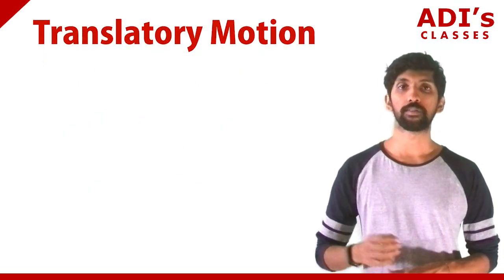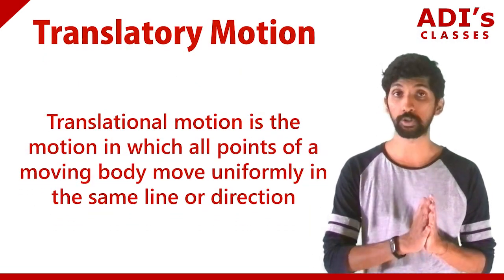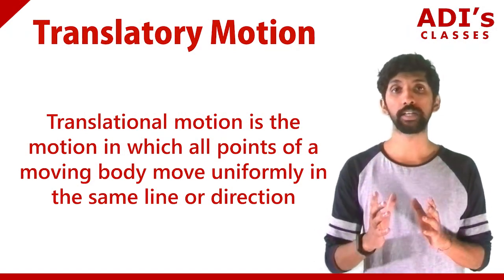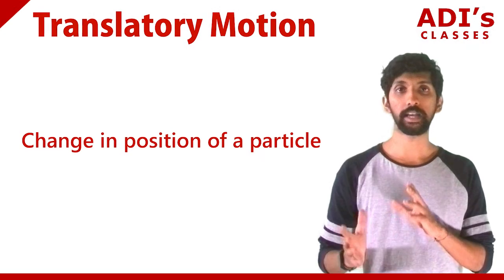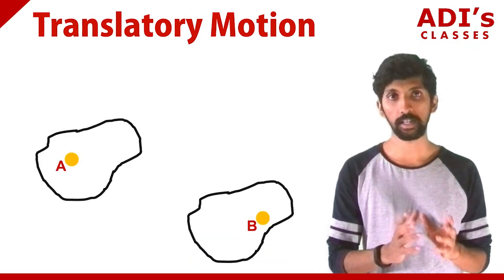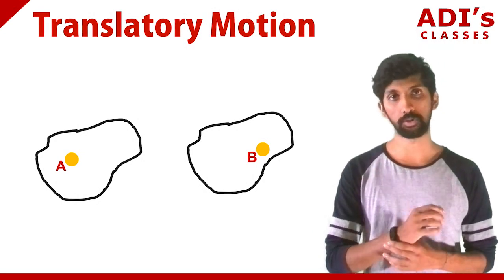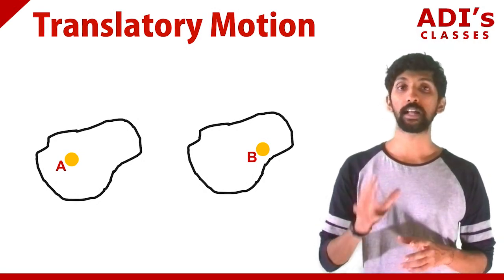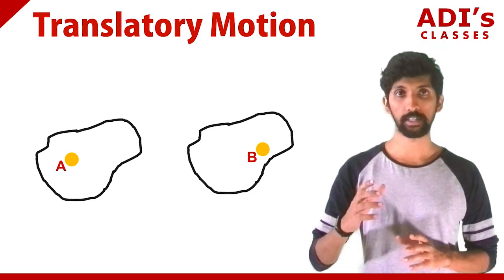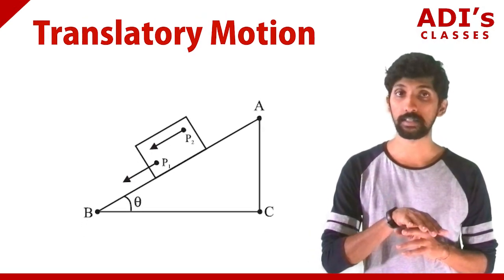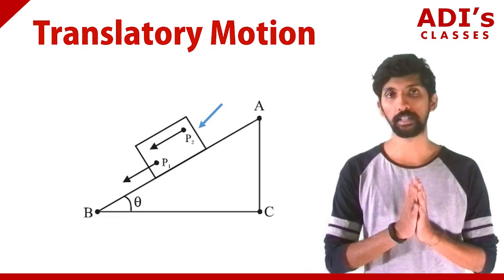Now translatory motion is a type of motion where the object or the particle will change the position, meaning let's say it's at point A, then it moves to point B. So this is a translatory motion. Translatory motion can happen in many different ways. For example, let's say the floor is at 0 degree, meaning it's not at any other angle.